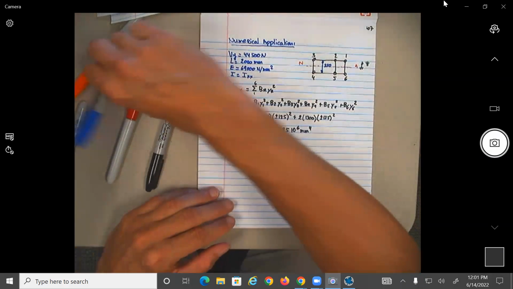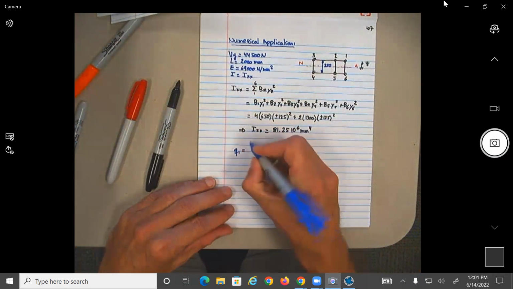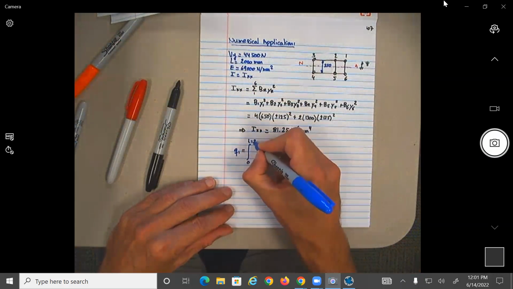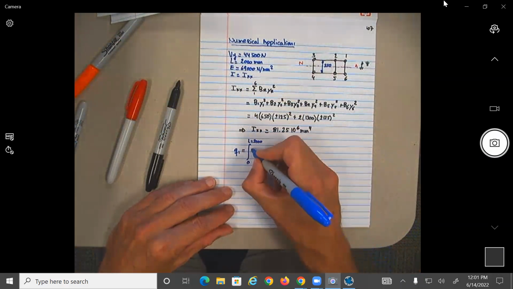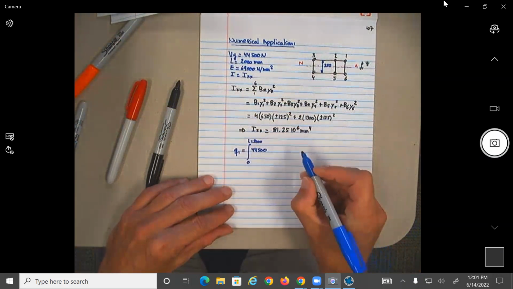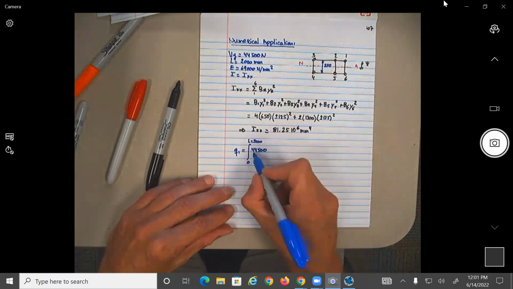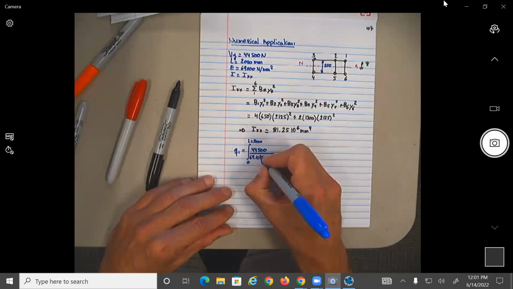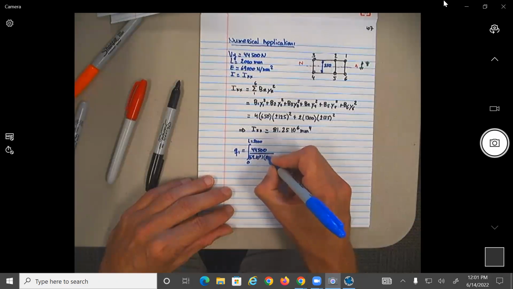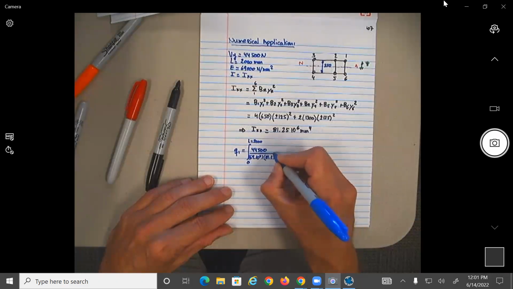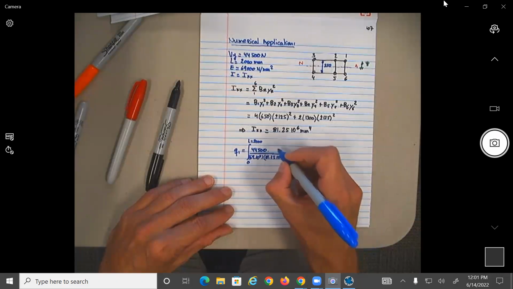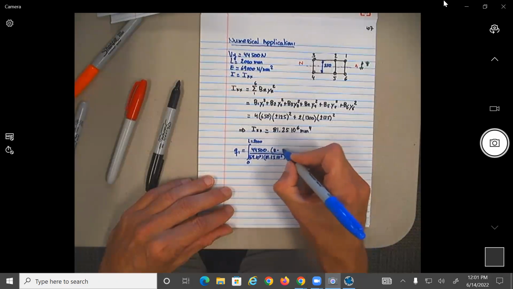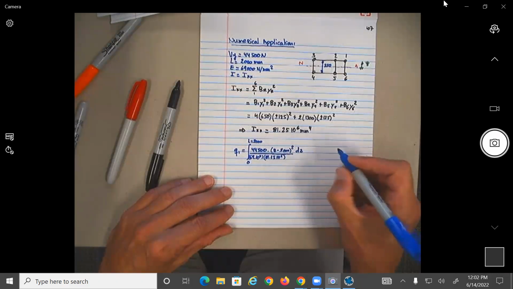Okay, so basically we're gonna have that Q1 will be equal to the integral from 0 to L equal to 1000 of Vy, which is 44,500, divided by 69, 10 to the 3, times 81.25, 10 to the 6, times Z minus 2000, everything squared, dz.